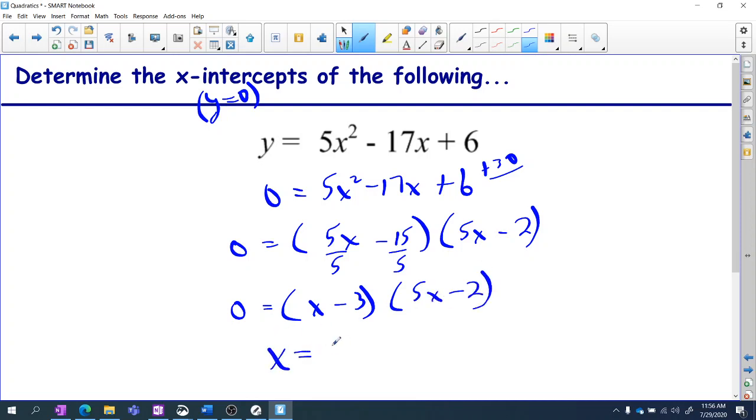So my two possible answers are 3, which would make this bracket 0. 0 times that would give me 0. Or if it was this one, so again, try doing it without writing it out. You want to figure out what would make it equal 0. Move your 2 over. It becomes positive 2. Divide by your coefficient. X would be 2 over 5. There's my two x-intercepts of that quadratic.